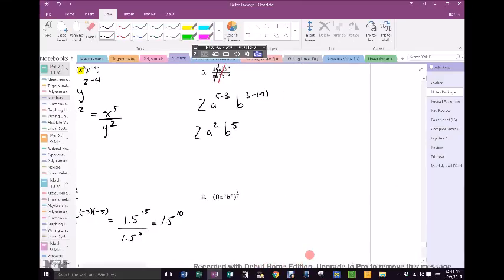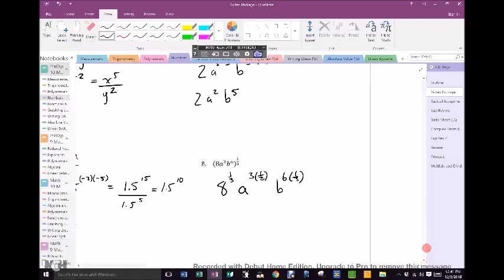Now again, this is a situation where something new is happening, but you apply the laws you already know. If this was a 2, it would go to everything inside the brackets, yes? Well, it's not a 2. It's a 1/3. Does it still go to everything inside the brackets? Yes. So I get 8 to what power? The 1/3. I get a to what power? 3 times 1/3, which is 3/3, right? And I get b to what power? 6 times 1/3. Correct?